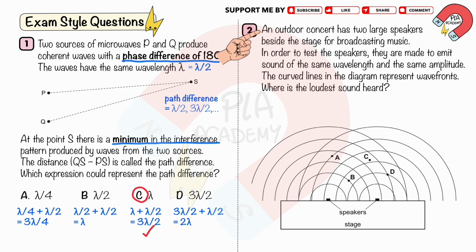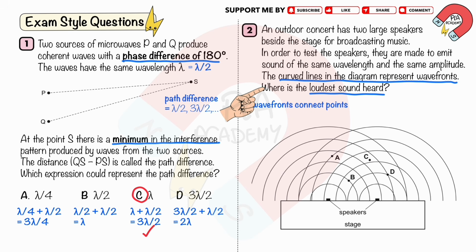An outdoor concert has two large speakers beside the stage for broadcasting music. In order to test the speakers, they are made to emit sound of the same wavelength and the same amplitude. The curved lines in the diagram represent wave fronts. Where is the loudest sound heard?